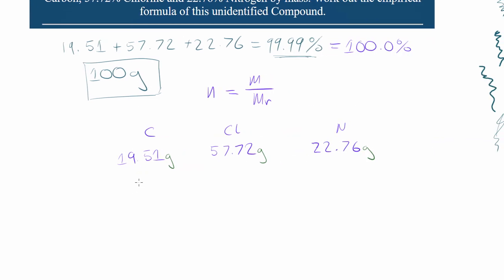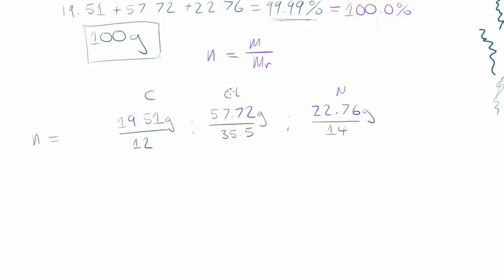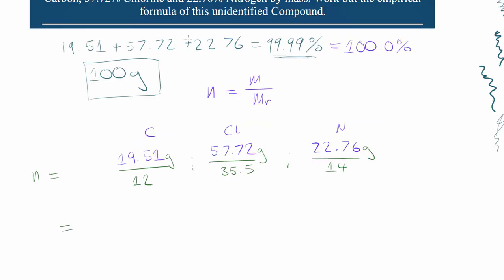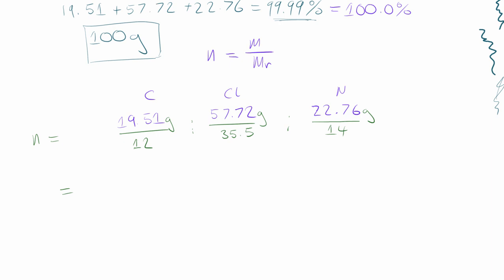So divided by 12, divided by 35.5, divided by 14, right? So the moles is equal to, and these are effectively our molar ratios, right? And at this stage, I would invite you to have a go, try and see what you come up with when you work those out. Let me just get rid of this.